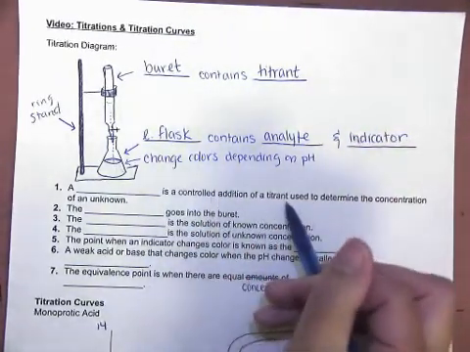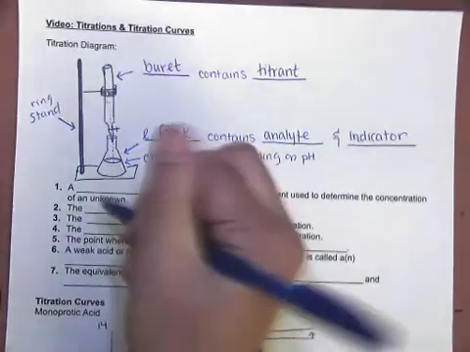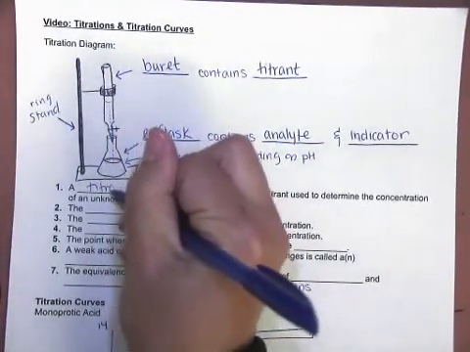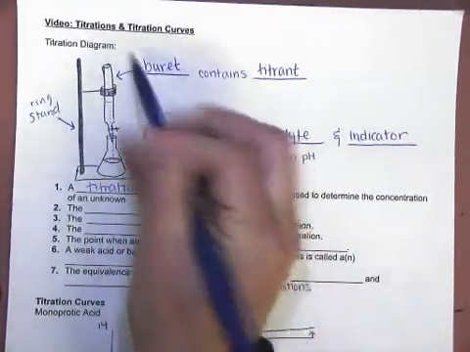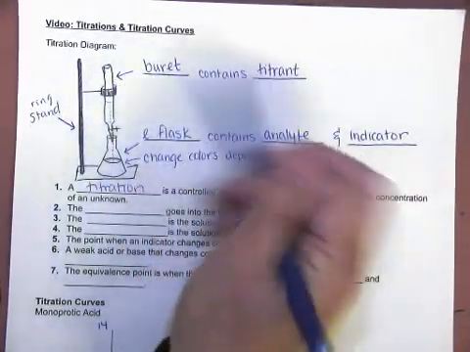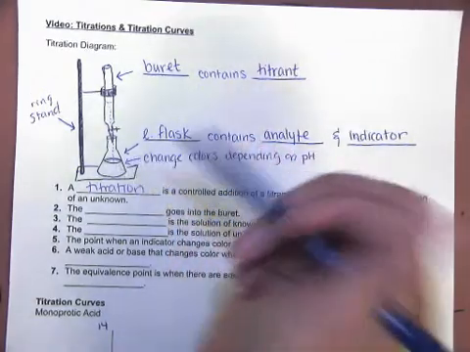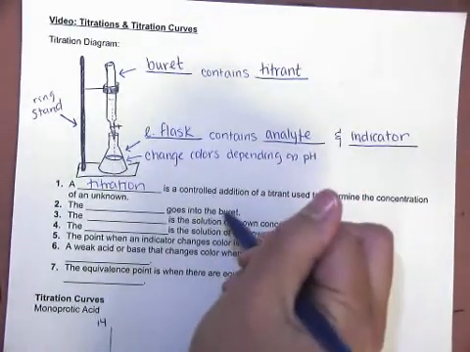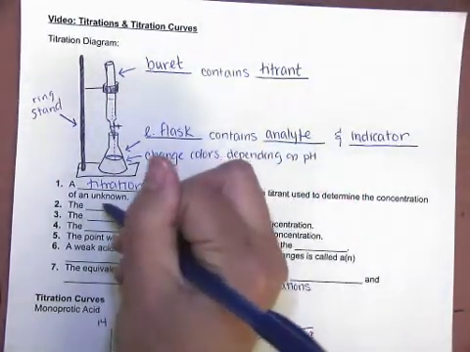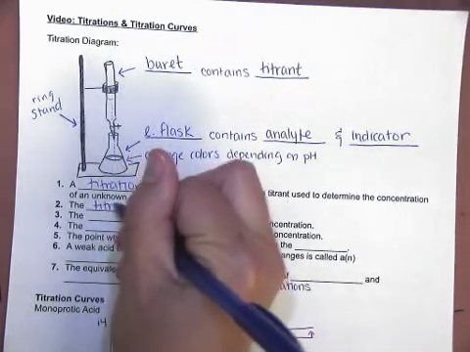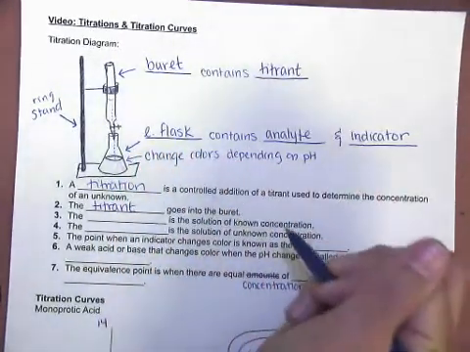So, a controlled addition of titrant used to determine the concentration of an unknown is a titration. So that's what this is. We use a titrant to titrate an analyte. The analyte is what we're analyzing. So, into the burette is the titrant. That's what you do your titration with.